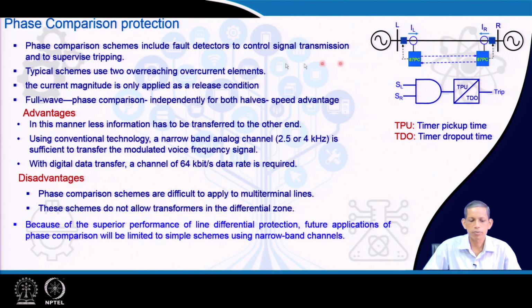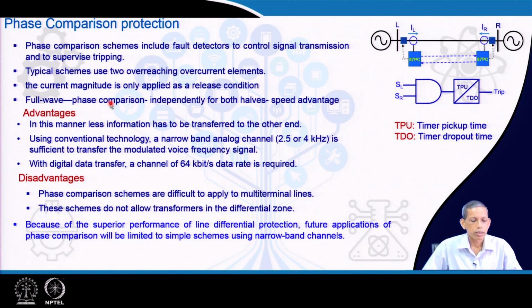Continuing with phase comparison protection, it can include fault detectors, such as the overcurrent principle, to trigger the corresponding unit, and that will make the decisions more reliable. When current becomes higher, only then should it be activated, and the reliability of the phase comparison can be better.